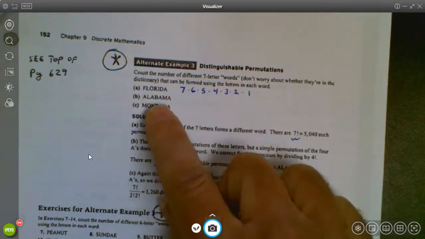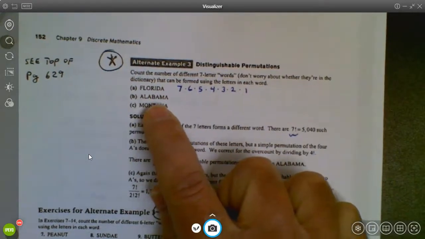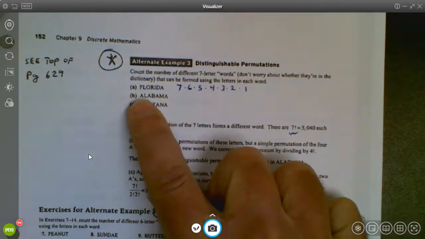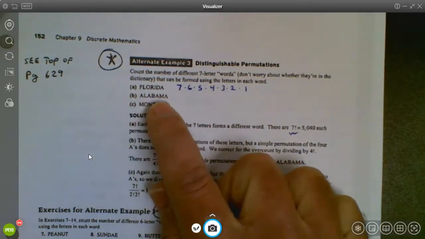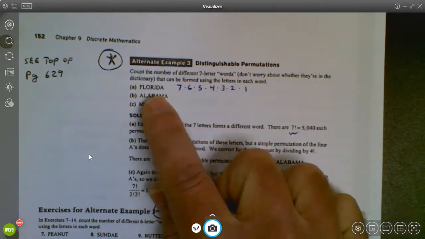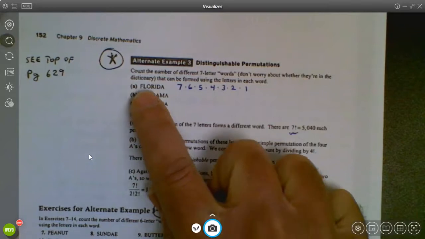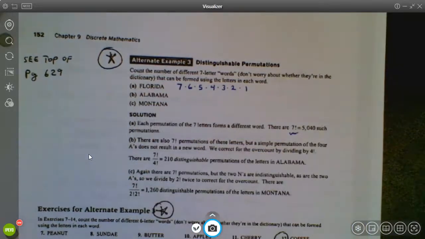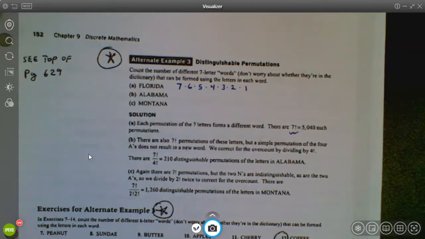Look at Alabama. Here's something I really want you to catch on this. This is different, so pay attention. If I looked at Alabama, here's what you'll notice. This is what's different about Alabama than Florida. There's a lot different about Alabama than Florida, but as far as the spelling goes, Florida had no letters that got repeated, right? There's only one F, one L, one O, one R, so nothing got repeated.